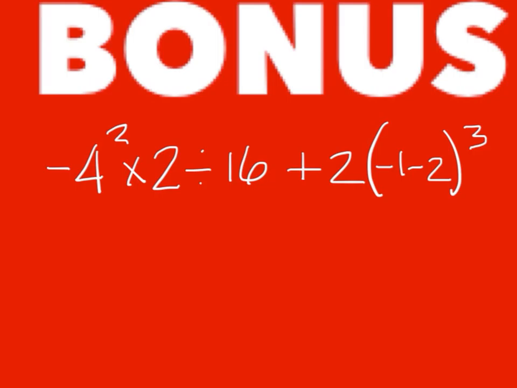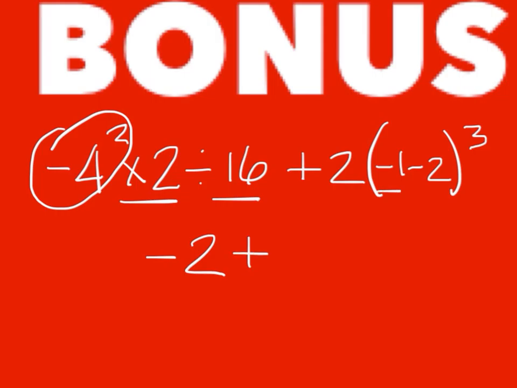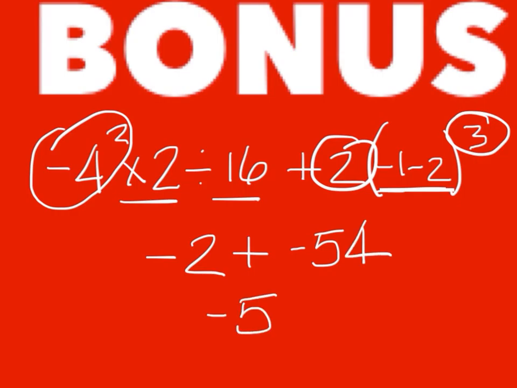For the bonus answer, negative 4 squared is negative 16. Times 2 is negative 32. Divided by 16 is negative 2. Negative 1 minus 2 is negative 3. Negative 3 to the third power is a negative 27. Times 2 is a negative 54. So the answer is negative 56.